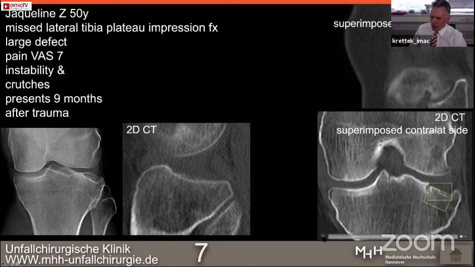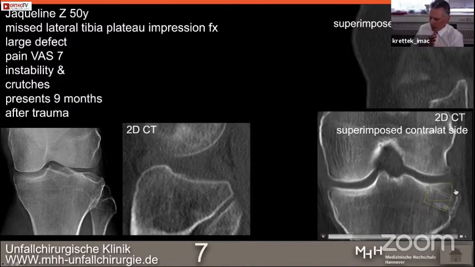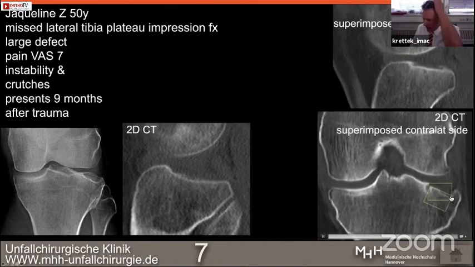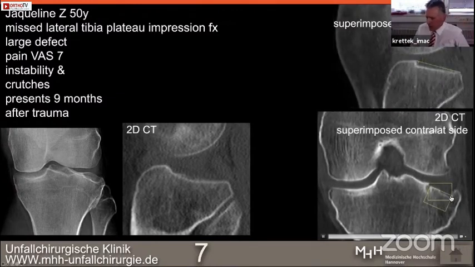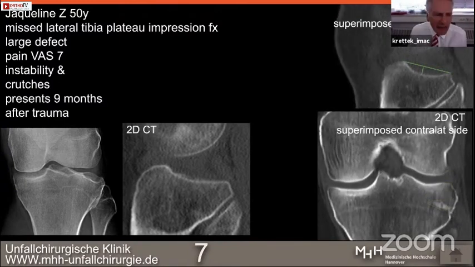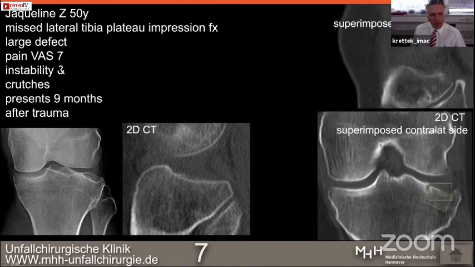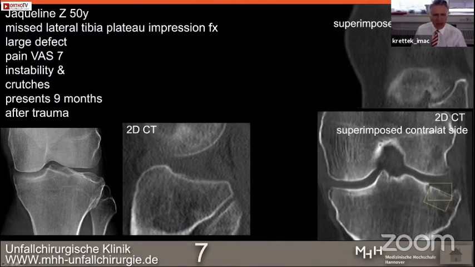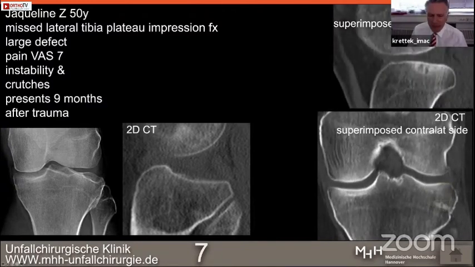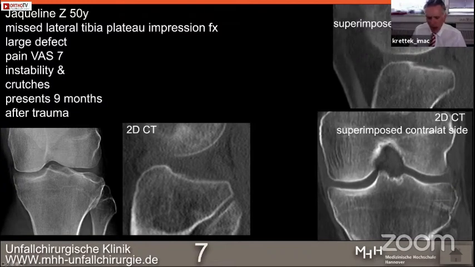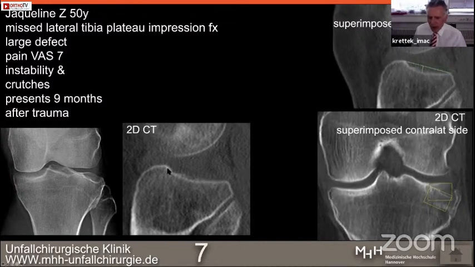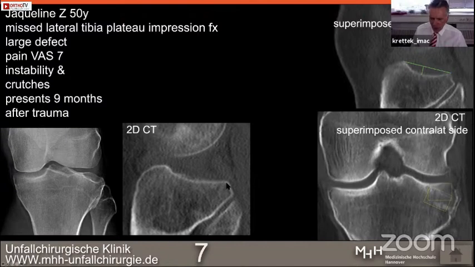And if we go to the AP view and superimpose the contralateral normal CT scan, we see healthy, but here in the ipsilateral side we see significant impression of the lateral parts of the lateral condyle. So this all has healed, but the patient has significant amount of pain, VAS of 7. She is unstable. She walks on crutches, and she presents 9 months after trauma. Everything has healed. So how can we correct an intra-articular deformity, a concave deformity on the lateral plateau?